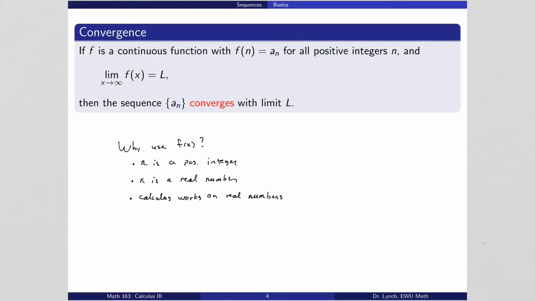So you might be wondering here why we use x instead of n. It turns out that in sequences n is typically a positive integer, whereas x is a real number, and all the calculus we do works on real numbers. So we can go ahead and use our tricks from Calc 1 to indicate convergence of sequences as long as they match everywhere.